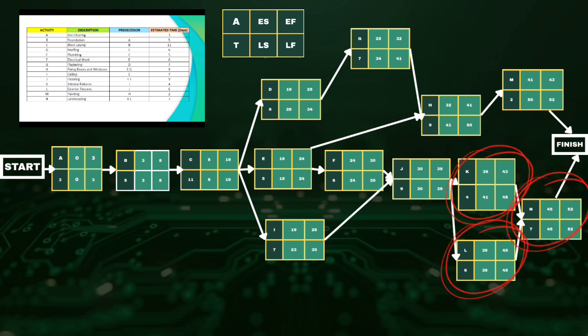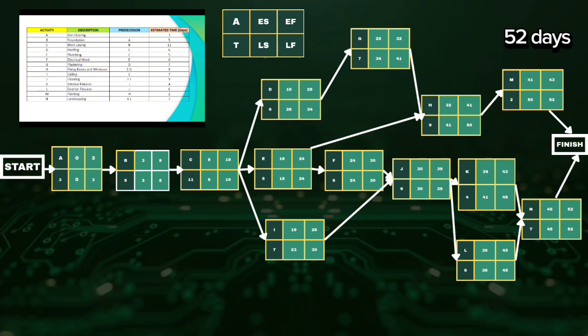Activity N needs activity K and L. Since 45 is the highest value, we will use this as the earliest start for activity N. So, 45 plus 7 is 52. The project's completion time is 52 days because the highest earliest finish time between activity M and N is 52.